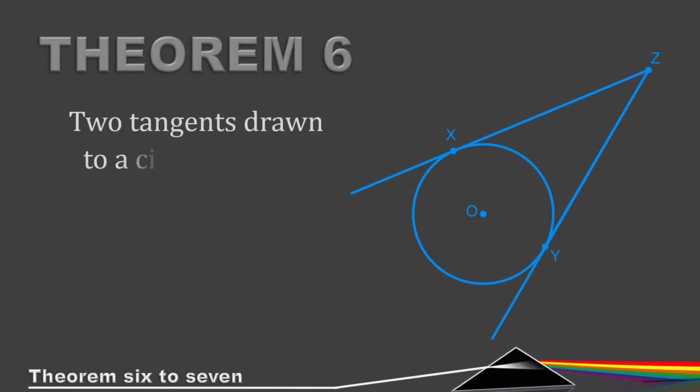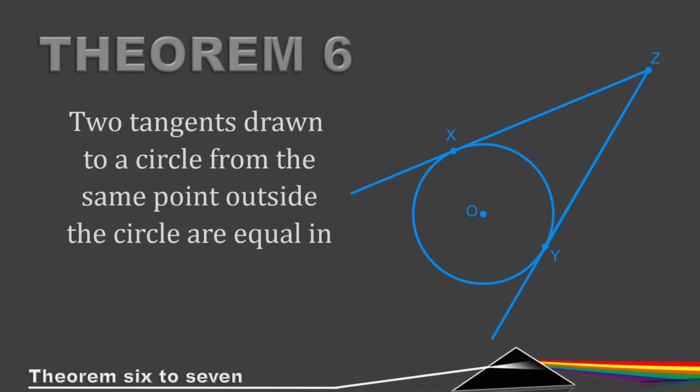Now theorem 6 says the following: two tangents drawn to a circle from the same point outside the circle are equal in length. So basically what this says is we've got this point over here, a circle over here, and the point is outside the circle, and the two tangents, ZX and ZY, from the same point, are equal in length, and that's basically what theorem 6 says. When you use this theorem, you use the reason: tangents from the same point.